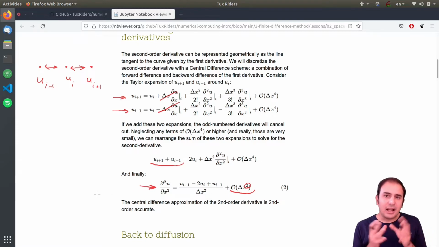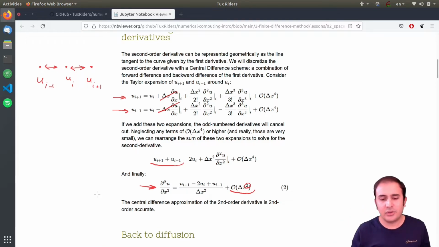So this is a formulation that we can use to discretize the second order derivative terms. As simple as that. As you can see, the time step squared appears here. And then, as I said, the accuracy is in the order of 2. And that's why we say this is a second order of accuracy.